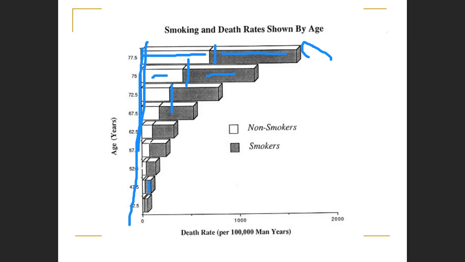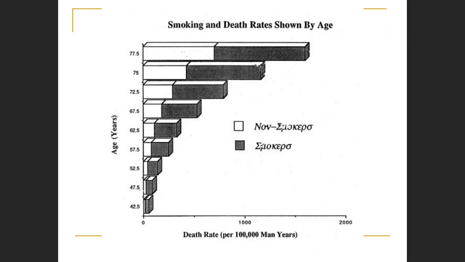If you want to obfuscate it some more, just make confusing labels. They are in Greek letters, at least. I'm not sure if it's Greek language, but the letters are from the Greek font. Still says non-smokers.